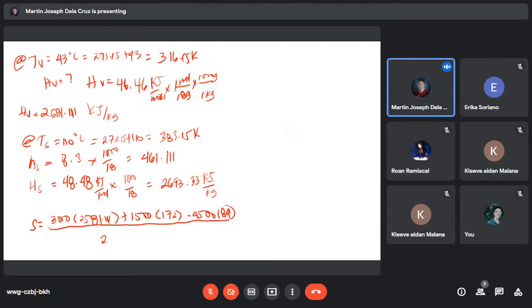So you have 2,693.33 minus 461.111. Take note, class, that this is in kilogram per hour, and this is kilojoule per kilogram. The units are the same here: kilogram per hour times kilojoule per kilogram, so what remains is kilojoule per hour. And the enthalpies below are kilojoule per kilogram, so what we get is kilogram per hour.